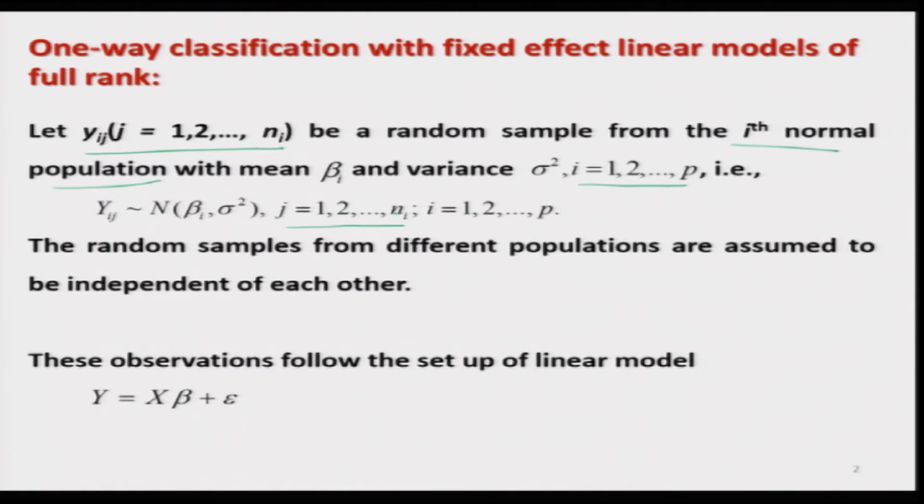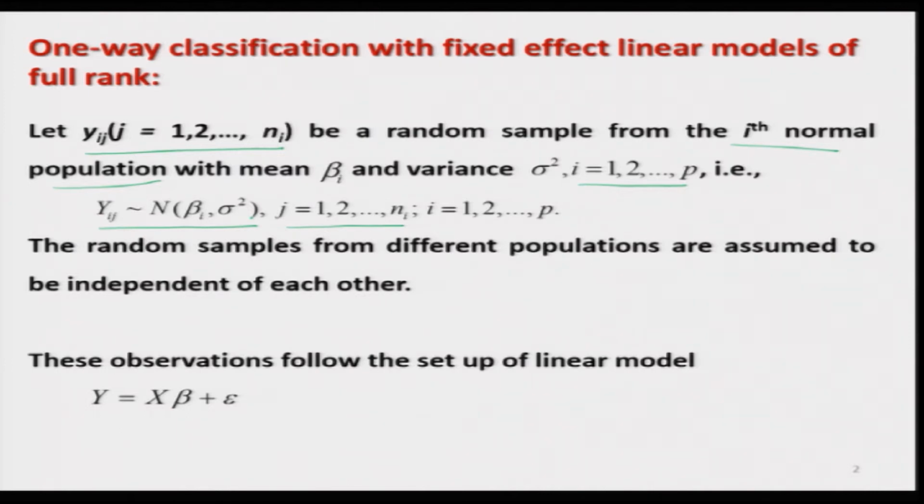In general I have denoted it as y i j follows a normal distribution with mean beta i and variance sigma i square, and these random samples are assumed to be independent of each other. That means the random sample from normal population number 1 is independent of the random sample drawn from normal population number 2. And these observations that we get from each of these p populations are the samples of size n 1, n 2, n p respectively.